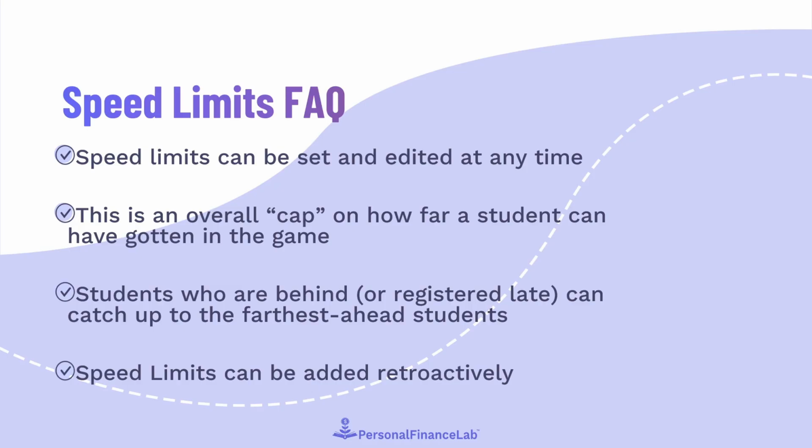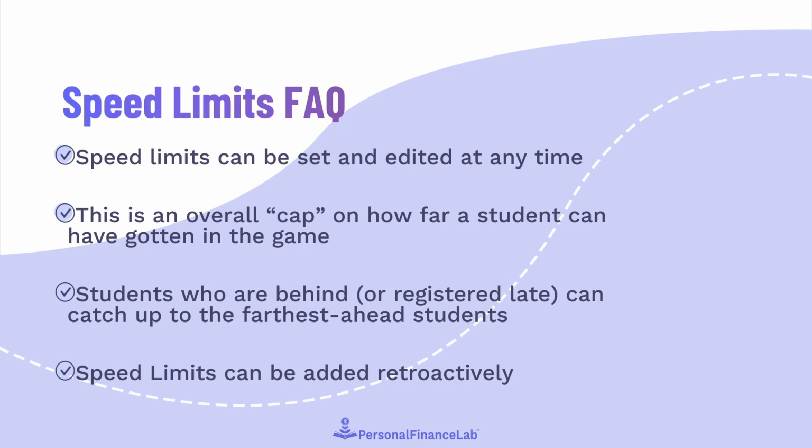As a review, speed limits can be set or edited at any time. We recommend setting a speed limit when first creating your class, but if you find students are getting too far ahead, you can set a new speed limit, increase or decrease it, from editing your sessions. This works as an overall cap on how far students can go in the game, so it always lets students who are farther behind catch up.